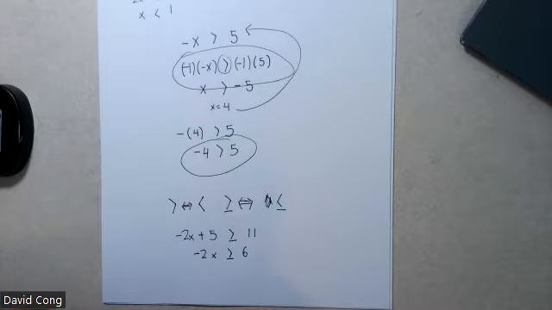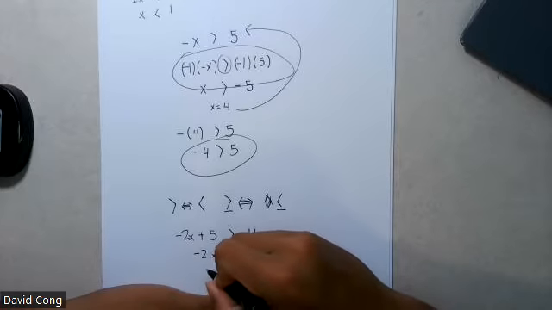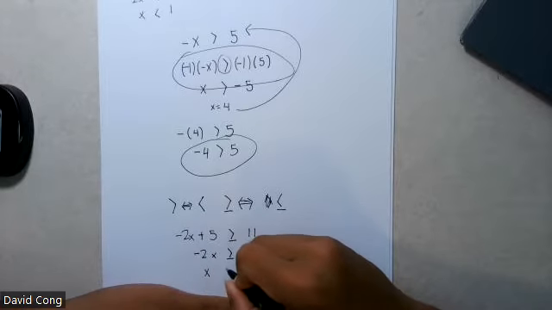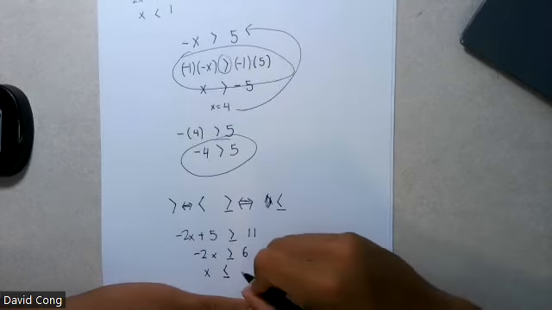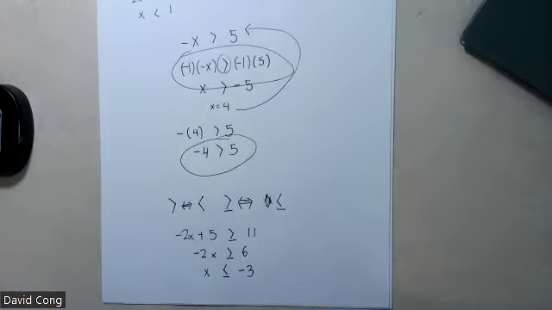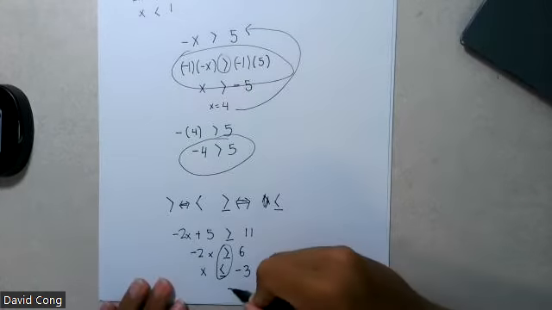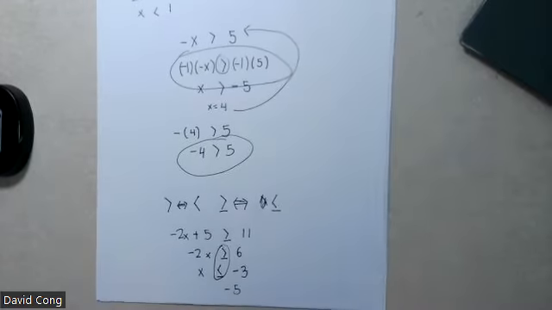But what is dividing by -2? It's multiplying by -1/2, because they're reciprocals. So we'd get x, but now the sign would flip because we just multiplied by a negative number. So this is the big change. And now just to check our work, let's try -5, because -5 is less than -3.